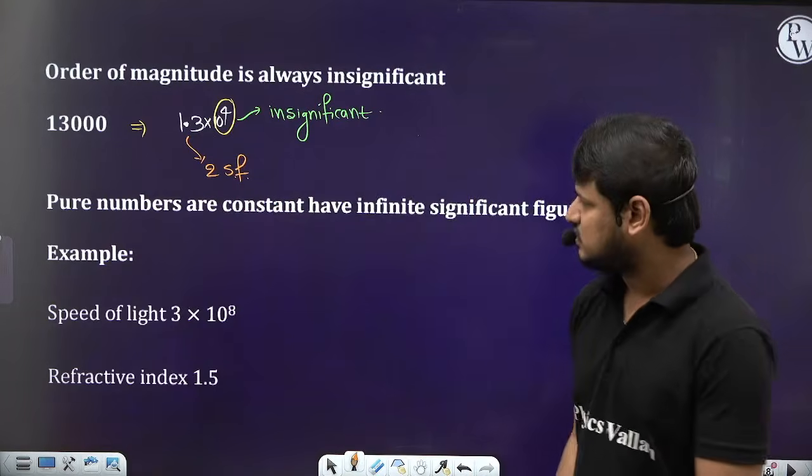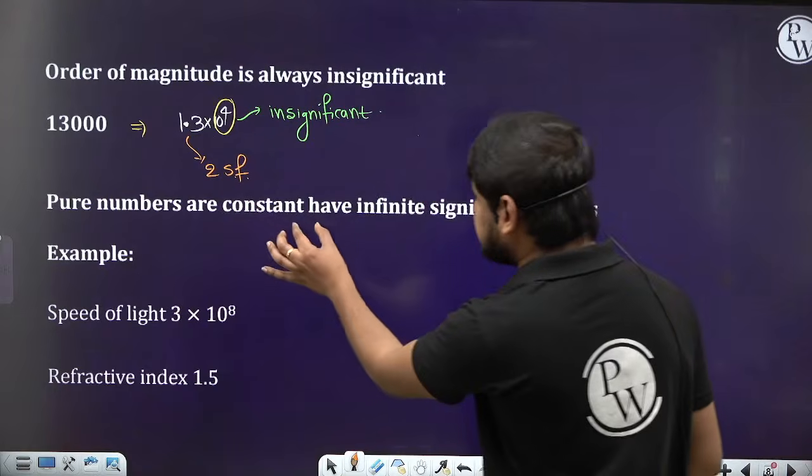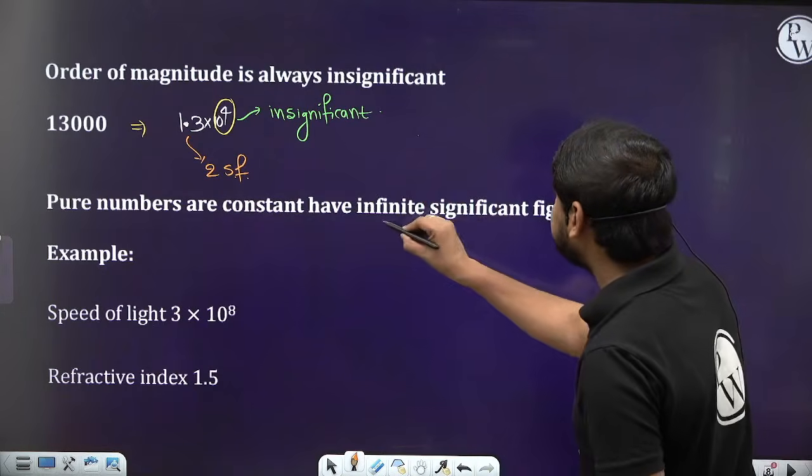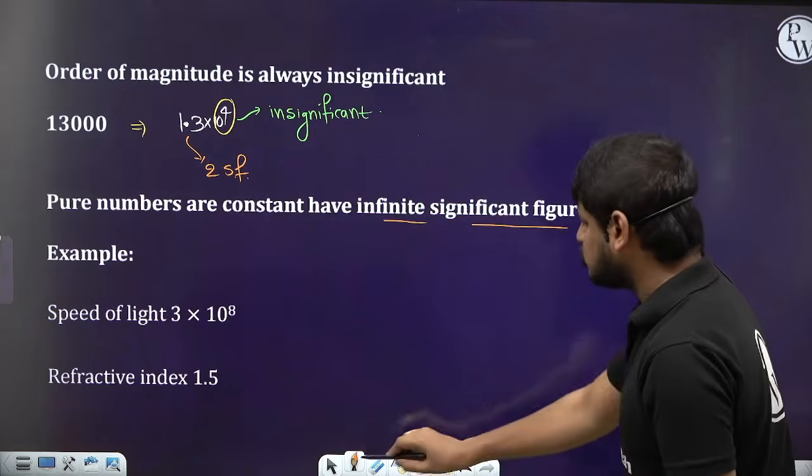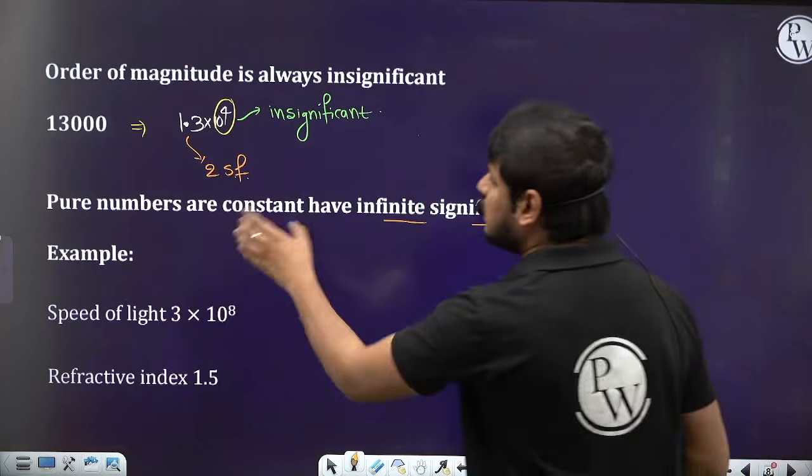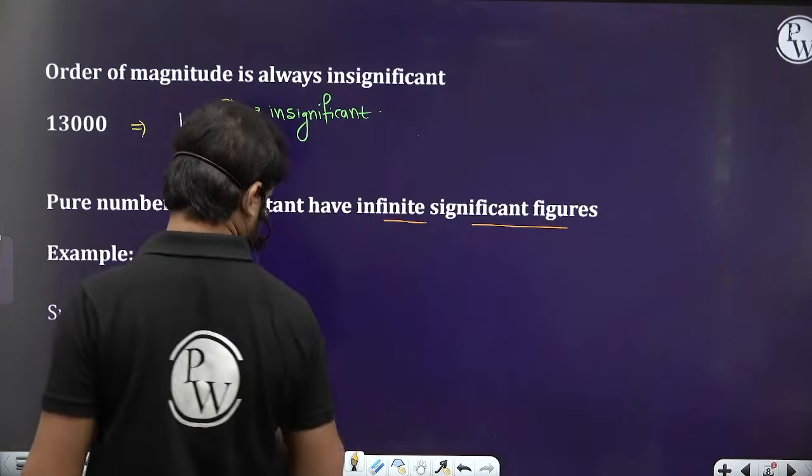Clear? Pure numbers are constants and have infinite significant figures. So the pure numbers are constants. So here it is R.